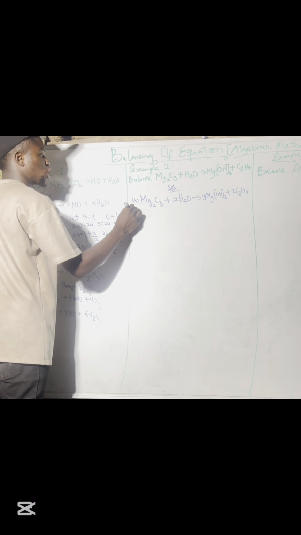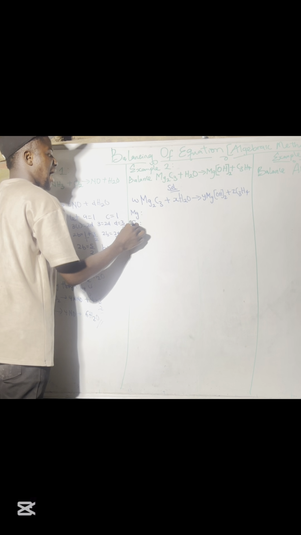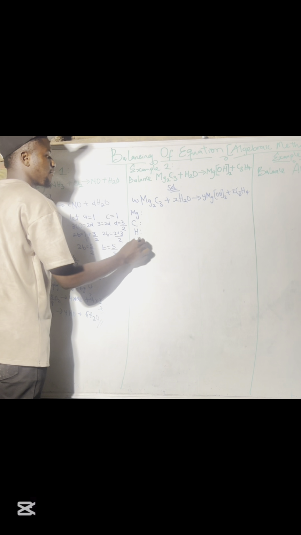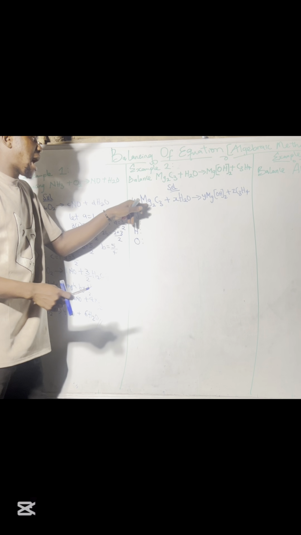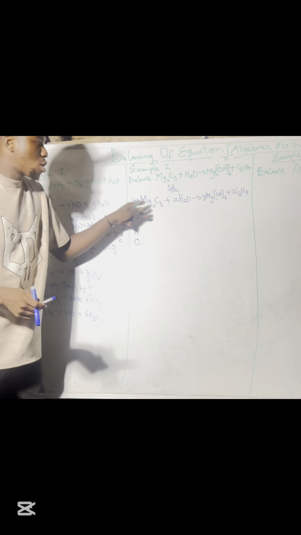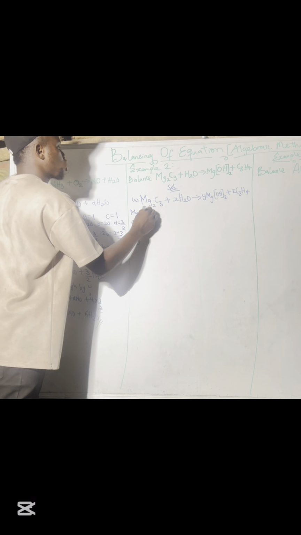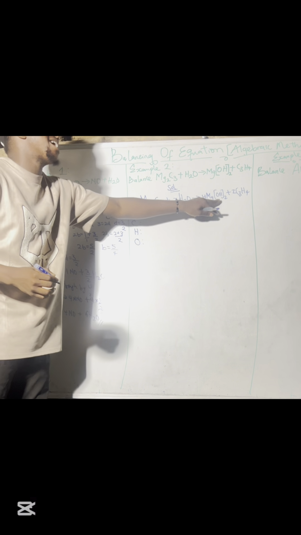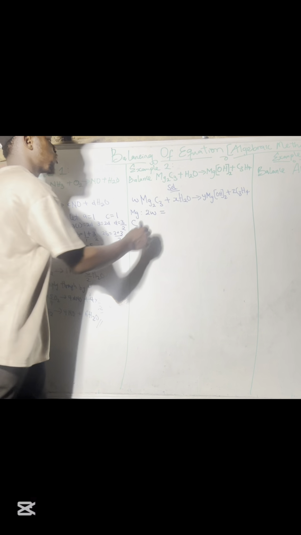I have magnesium, I have carbon, I have hydrogen, I have oxygen. So guys, I have the left-hand side and the right-hand side. In the left-hand side here, how many magnesium do I have? 2. What is the coefficient of magnesium here? W. 2 times W, that is 2W. Equals. In the right-hand side here, I have only one magnesium. The coefficient is Y. 2W is equal to what?